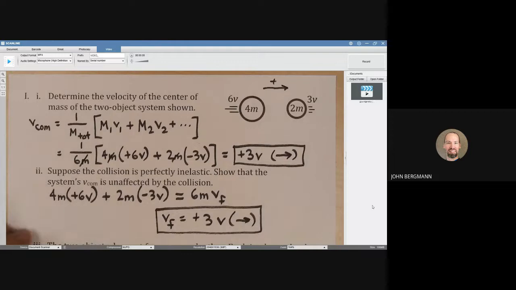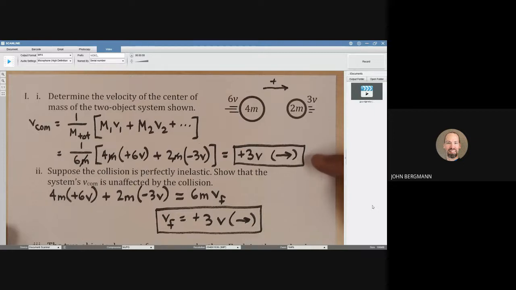Now, here's the deal. This positive 3v up here is the velocity of the center of mass of this system before those two things have collided. You will note that none of the mass is actually moving at 3v, but collectively, if you take all of this mass together with their velocities, the center of mass of this two-mass system is moving at that rate.